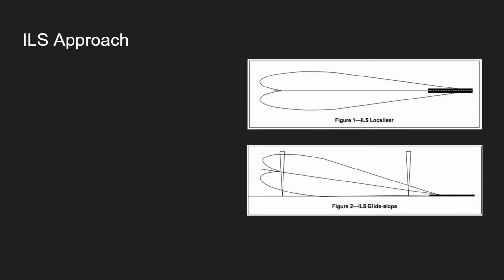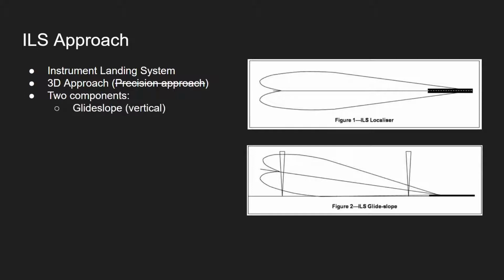So, ILS approach. First of all, what does ILS stand for? Instrument landing system, which is just a fancy way of saying there's an instrument that guides me down to the ground. It's a 3D approach. They used to be called precision approaches. That's been changed with the advent of RNAV and RNP approaches. So it used to be precision and non-precision, now it's 3D and 2D approaches. An ILS approach is a 3D approach, and you're going to have two components: the glide slope, which determines our height above and below the target profile, and the localizer, which is relative to the center line of the runway.